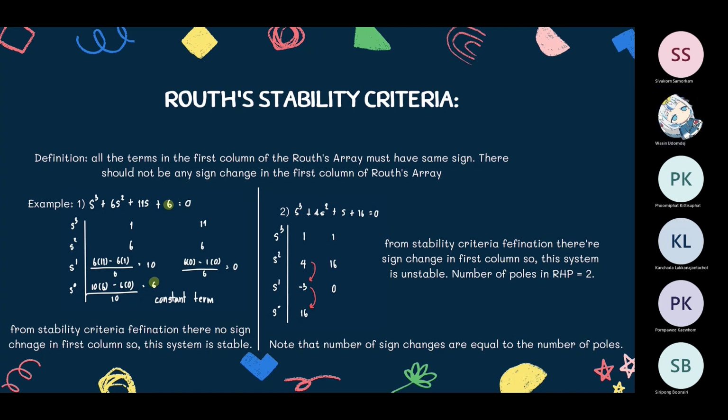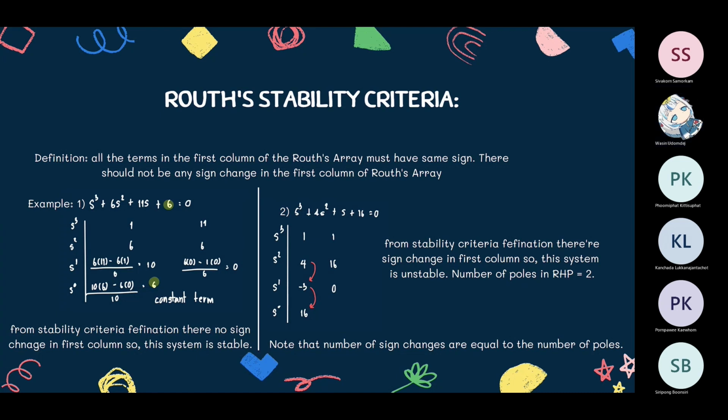Example 1. s cubed plus 6s squared plus 11s plus 6 equals 0. And the solution is like on the slide. From the stability criteria definition, there is no sign change in the first column, so this system is stable.